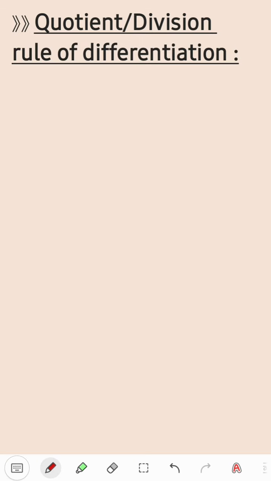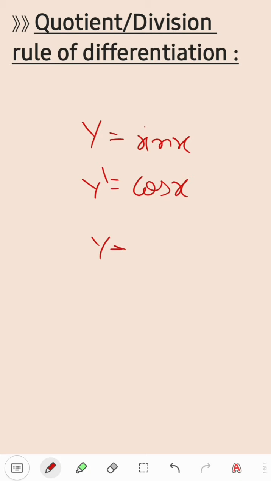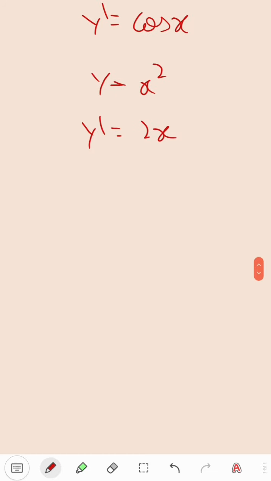Okay, so we can easily find the derivative of, let's say, y equal to sin x. Then y dash equal to cos x, that we know. And also if we are given y equal to x square, then we can easily find the derivative, that is 2x. But now let's say we are given a function which is sin x by x square. Now how are we going to find the derivative of this function?